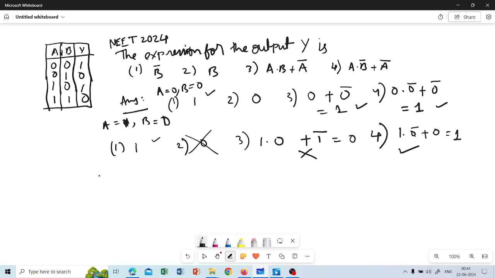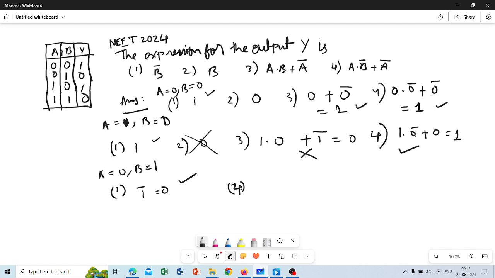We can check any combination. Let me put a is equal to 0 and b is equal to 1. So output you have to get 0. So first option is b bar. So 1 bar is 0. So this is matching with y. And then second option is not second, I have to check the fourth option.